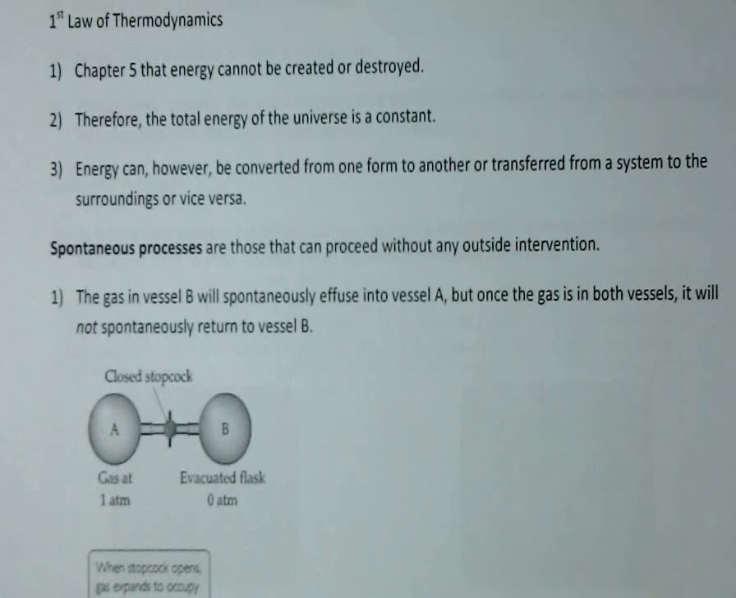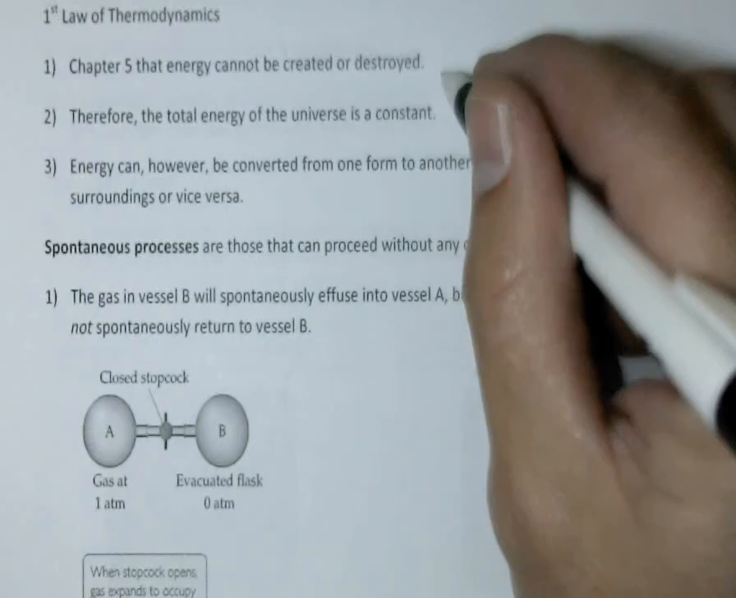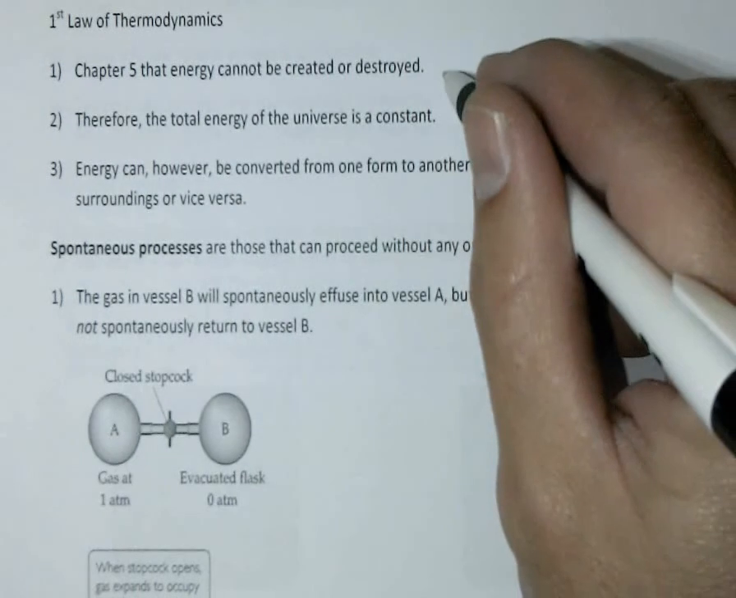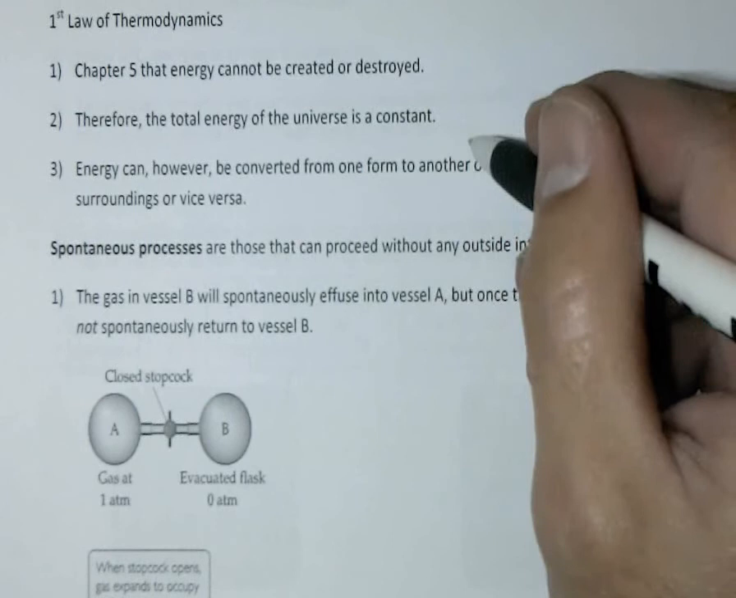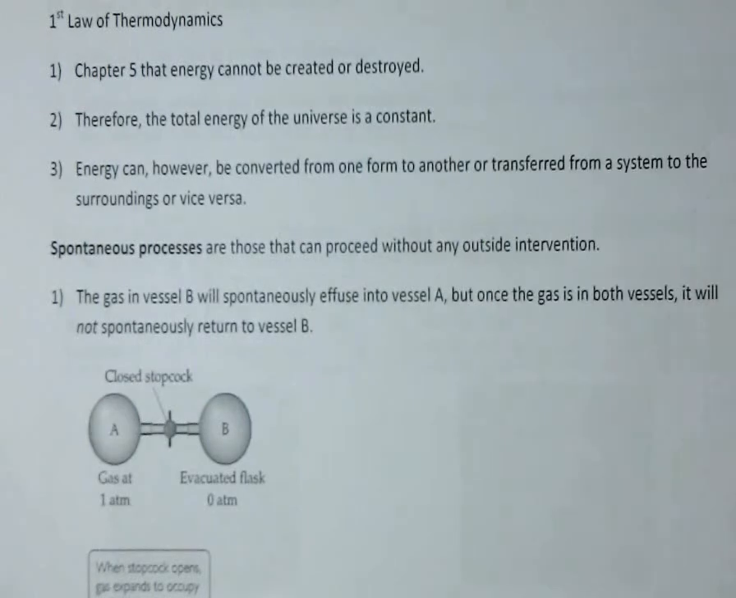Talking about the spontaneous processes in 19.1 in the first law of thermodynamics. If you remember back from chapter 5, energy cannot be created or destroyed. This is the basic fundamental premise that the total amount of energy in the universe is always constant. So that's the truth that goes along with the first law of thermodynamics. However, we learned that energy can be transferred from a system to the surroundings or vice versa.